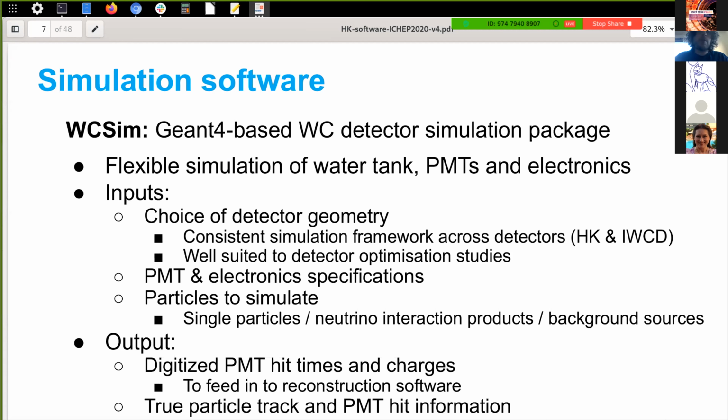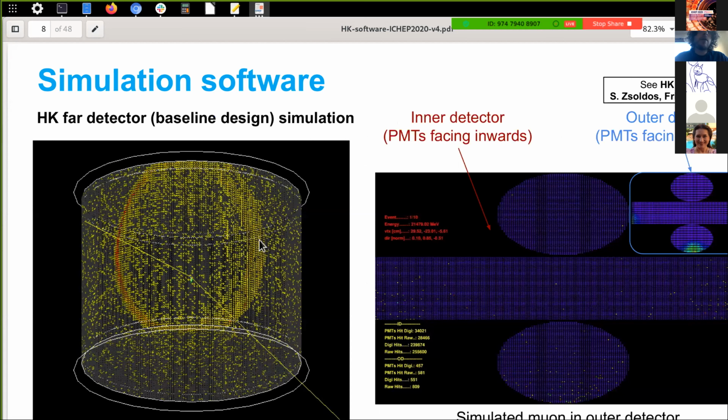So here you can see some examples of events being simulated in this software. This is for the Hyper-K far detector. On the left, we've got a nice muon ring along with the incoming neutrino. And if you zoom in there, you can also see the tracks of the other particles that are simulated. On the right, you can see an event display type image showing an event which demonstrates how we've got our implementation of both the inner detector, that's the PMTs facing inwards towards the tank, as well as the outer detector, which has PMTs facing outwards, in order to veto incoming backgrounds such as cosmic muons.